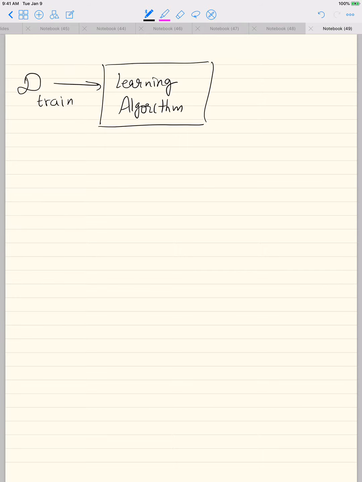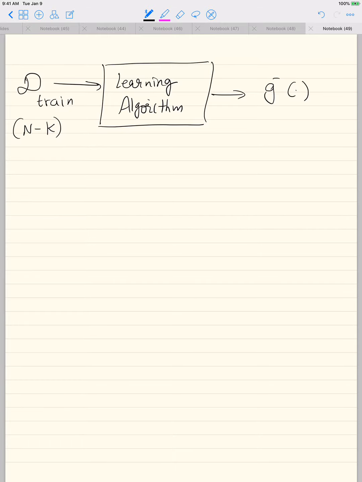So we have D train. We will use the training set, the n minus k samples, and apply the learning algorithm, which could be your favorite learning algorithm, to output a hypothesis, g minus. I have put a minus on top of it mainly because this g minus may not be the same as the hypothesis we will get if we use all n samples for training.